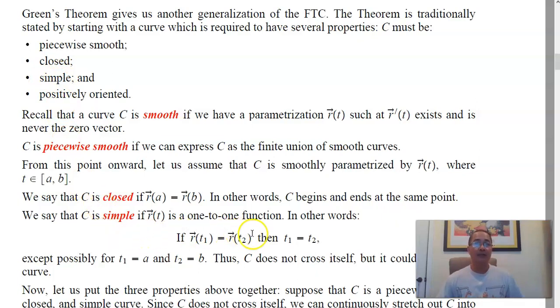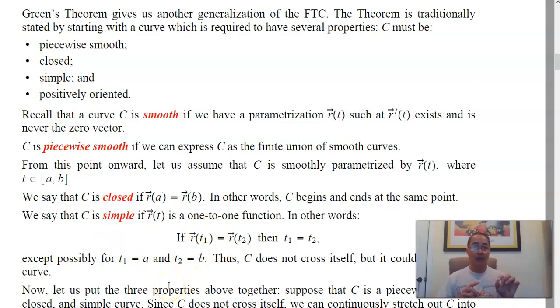It's a one-to-one function. In other words, if you input two values for t and you get the same point, then you didn't input two different values. They had to be the same. This has to happen except possibly at the endpoints. Because we're requiring our curve to be closed, you have to start and end at the same point, so this condition does not apply to the endpoints.